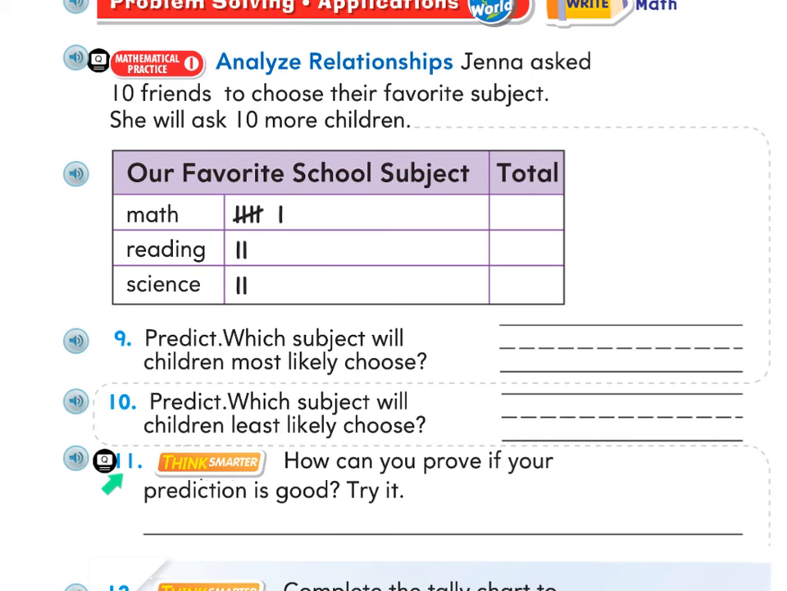Then number 11 says, how can you prove if your prediction is good? Try it. Okay, so I'm going to help you out with this one a little bit. You could probably prove if your prediction is good by asking 10 more people, maybe at your house or something like that. That could prove which one would end up with the most once you total it out.